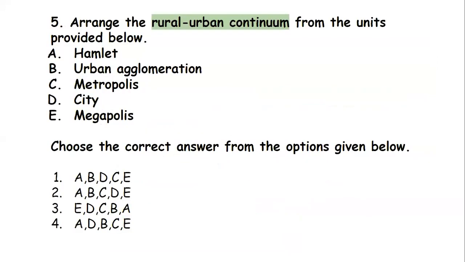So back to our question. Our question was to arrange the rural-urban continuum from the units provided below. So now this is the answer: A, B, D, C, E. So which comes first? Of course, hamlet comes first at the end of that continuous scale. Which comes next? Village. So hamlet is smaller than a village. So hamlet comes first. Hamlet, then urban agglomeration, then city, then metropolis, and at this end, megapolis. I hope this is clear to you. Let's move on to the next question.